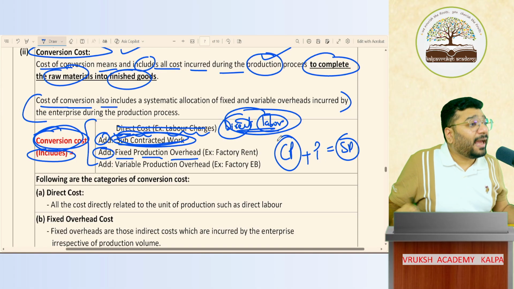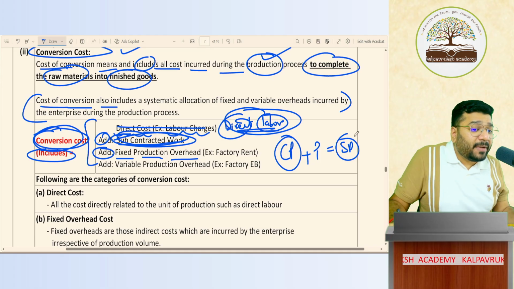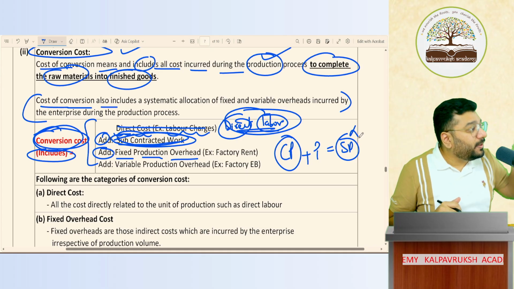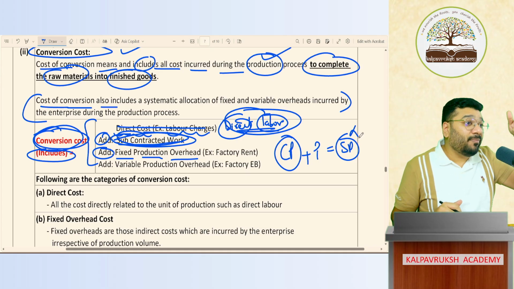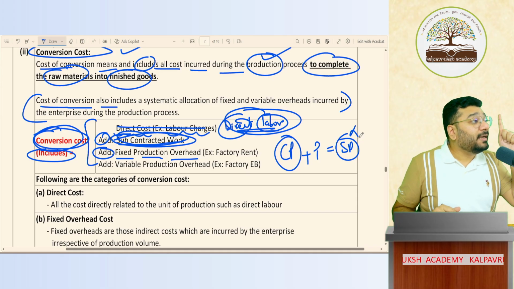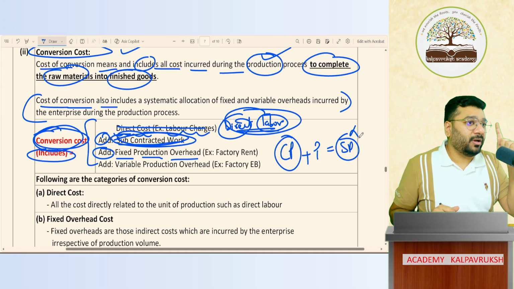If you don't calculate your cost price properly, your selling price will be wrong. If you charge a higher cost price, that is also wrong, because nobody will buy from you. If you charge less, it is also wrong, because you will be in loss. So it is very important for us to derive the correct cost of the product. Got it? Not got it?